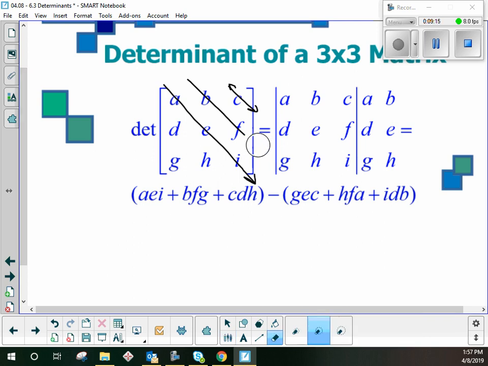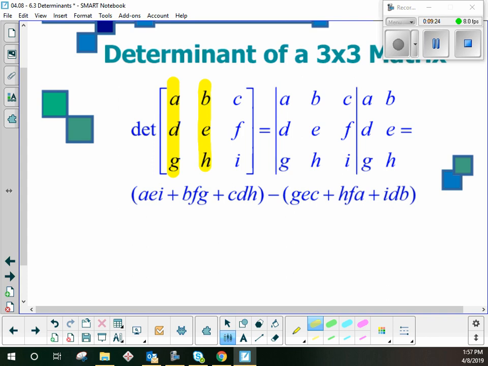The way we can account for that is to do this. Take these first 2 columns, write your original matrix, and bring these columns out to the right-hand side of it, okay? Because then what happens is now I can take diagonals all the way across without running out of entries. And let me show you what I'm talking about. Remember I told you that we're doing the downs minus the ups.